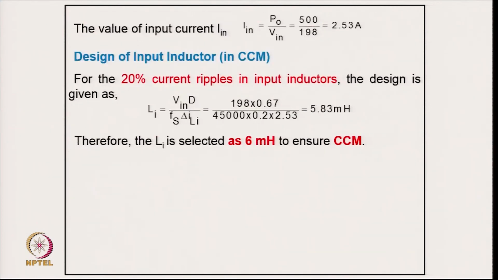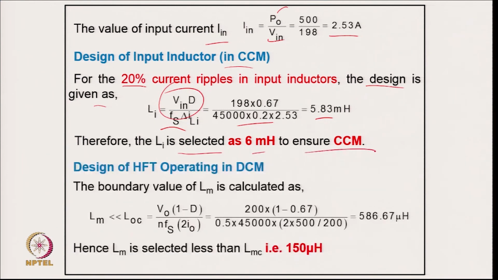Now, coming to the value of the input average inductor current from the power and average voltage, putting in the values it comes to 2.53 ampere, and the design of the input inductor in DCM considers 20% current ripple in the input inductor. The design is given here from the on period, and putting in the values, it comes to 5.83 millihenry. Therefore, L1 is selected as 6 millihenry to ensure continuous conduction mode all the time, and now the design of the high frequency transformer operating in discontinuous mode.